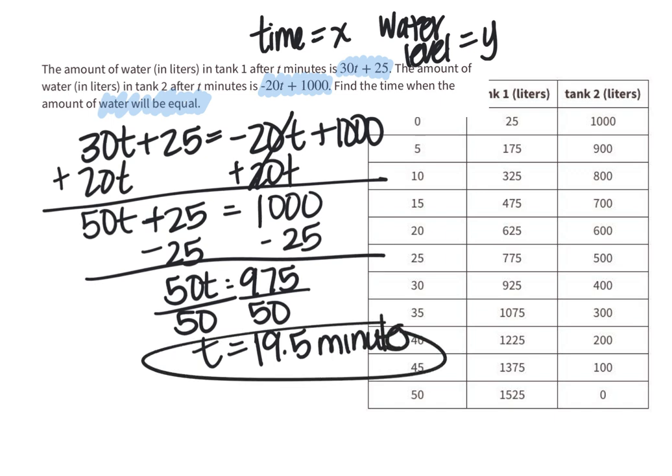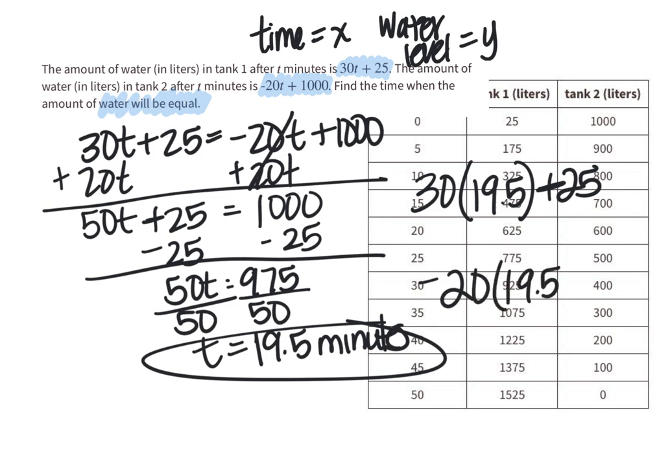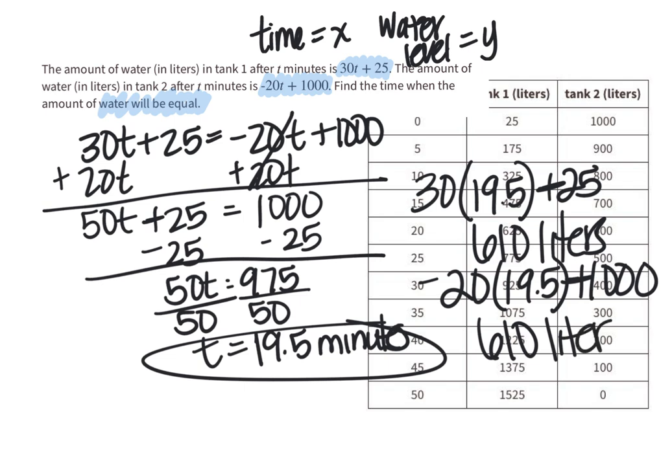19 and a half minutes. So what does this mean? After 19 and a half minutes, tank 1 and tank 2 will have the same level of water in them. If I want to know what that level of water is, what can I do? I can substitute my time into each of my expressions to find my water level. Remember, at this time the water levels are the same, so I would get the same number. And it is 610 liters.